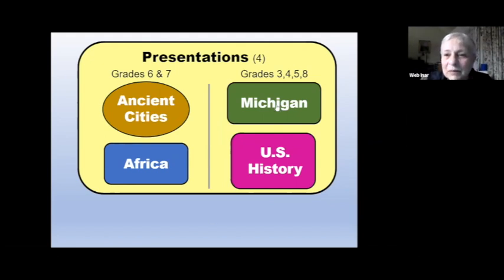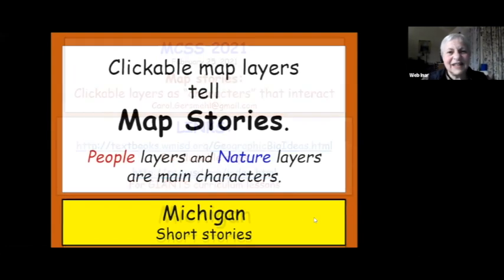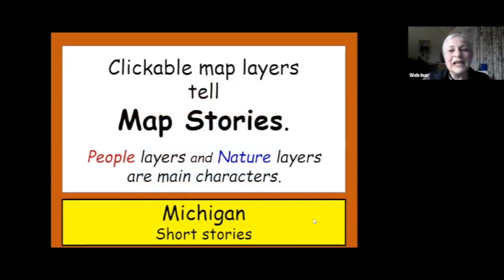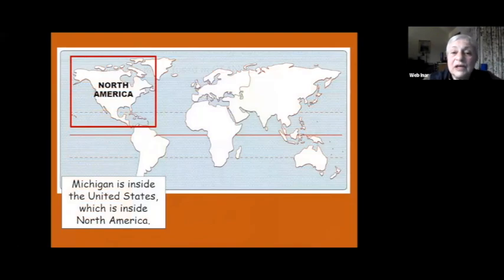Let's take a quick look at Michigan, if that's okay, and go ahead with a story about Michigan. We don't use this exact story in 4th grade, but I think it's an important story. And like the other clickable maps, we can talk about people layers and nature layers. Where do you find the clickable map of Michigan? Here it is. We use it for grades 3 and 4.